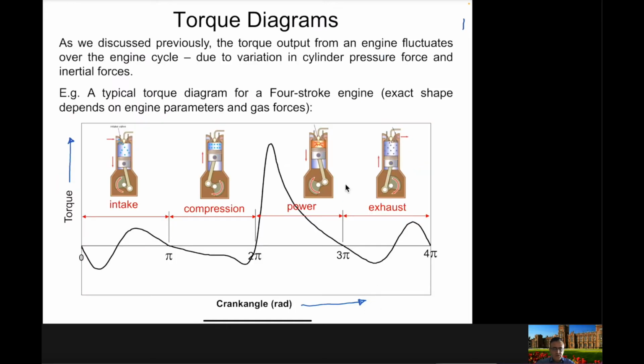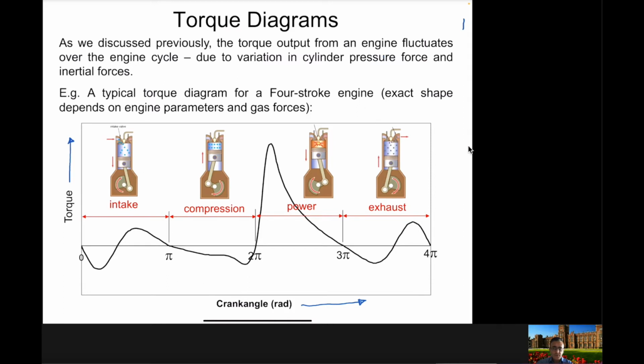Now about the torque diagram. As you can see in this figure, this is the typical diagram for a four-stroke engine. On the y-axis we have the torque, and on the x-axis we have the crank angle in radians or in degrees. As we discussed previously, the torque output from an engine fluctuates over the engine cycle, and this is due to the variation in cylinder pressure and inertia forces.